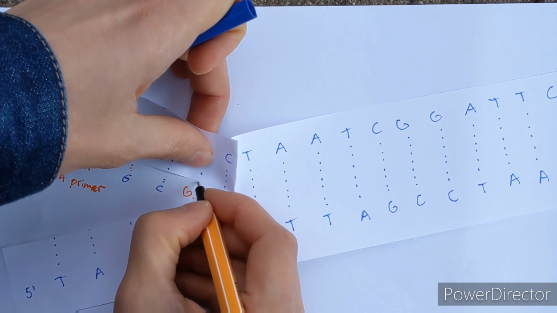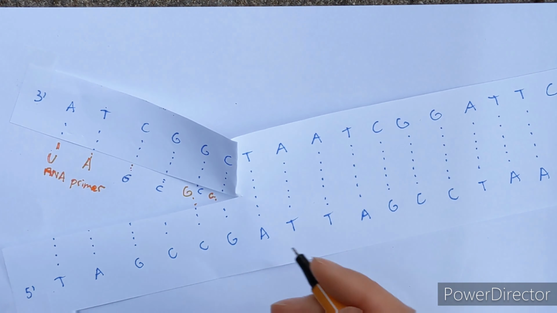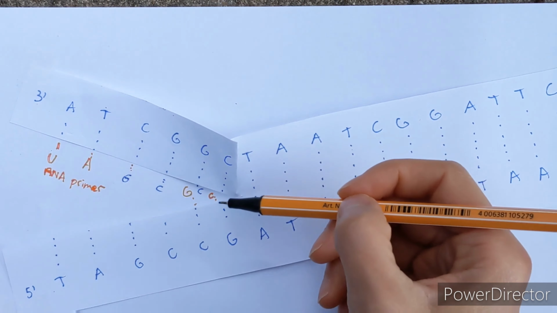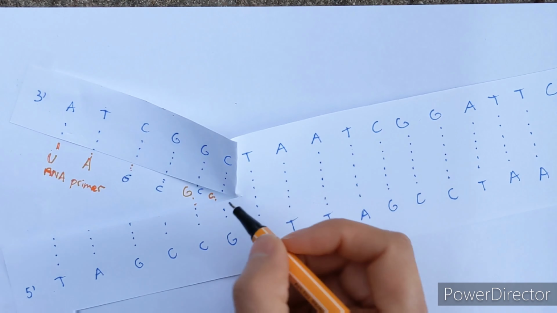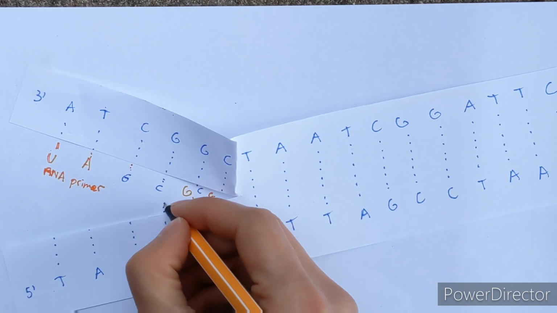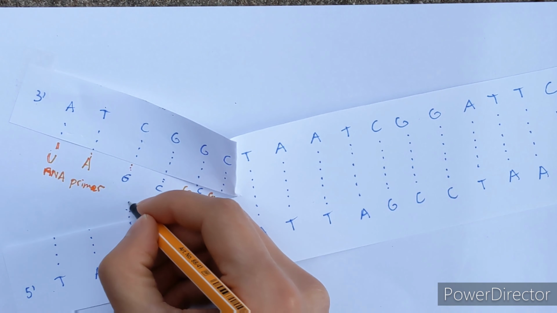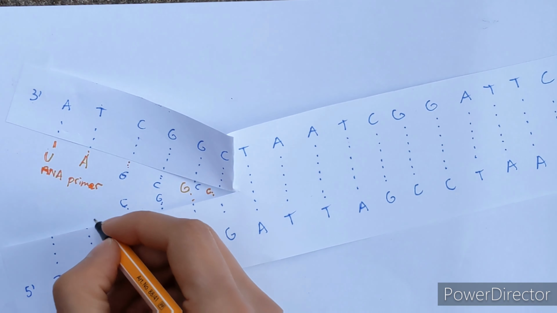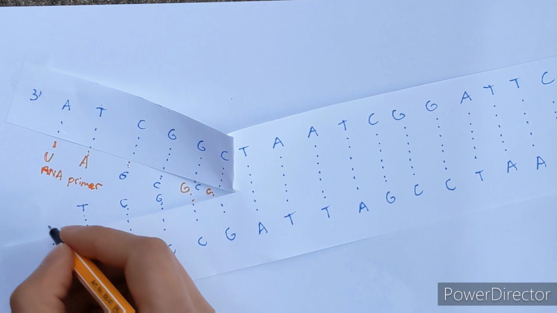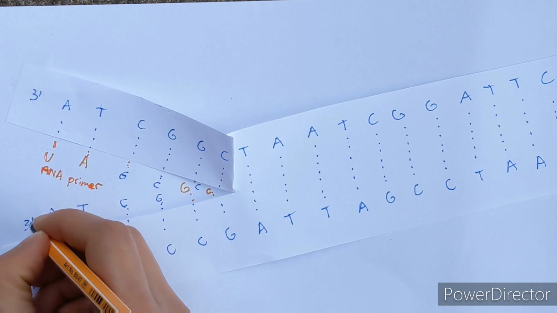So on and so forth. Same thing over here. He's going to attach to his RNA primer here and move from the 3' to the 5' direction of the template strand. For a C, he'll get a G. For a G, he'll put in a C. For an A, remember he's making DNA, not RNA, so he's going to put a T. And for a T, he'll make an A. And then he's going to end off with a little 3' there.